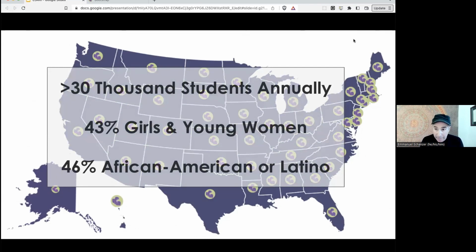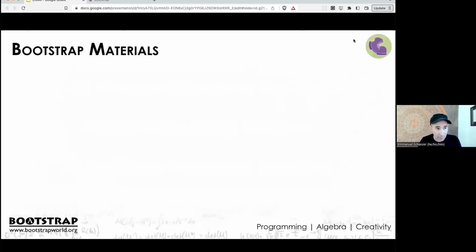And while we're happy to be big, we're most proud of being diverse. Nearly 50% of our students are girls and young women. Nearly 50% self-identify as African American or Latino. And the reason that we have these numbers is that while we work with many, many computer science teachers nationwide, our bread and butter is bringing computing to the mainstream teachers that already reach every child.